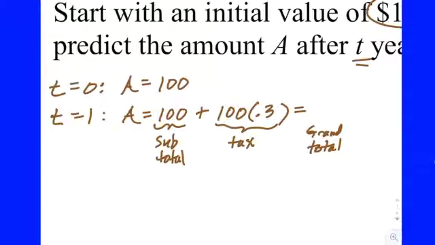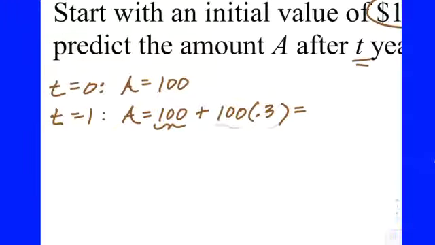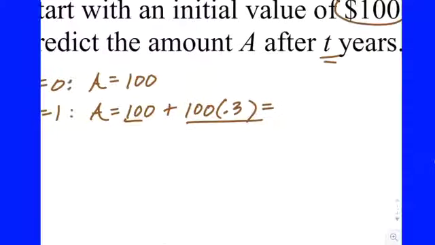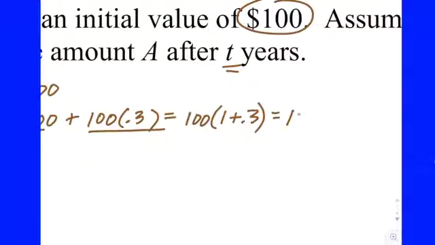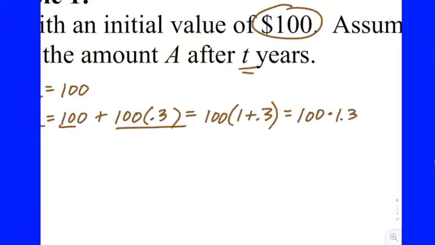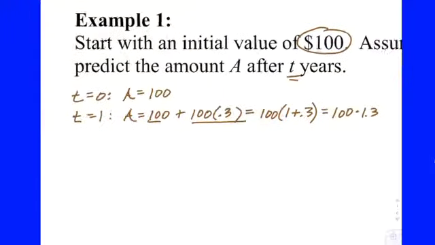Well, guess what? I'm not interested in this being $130 because mathematicians want to look for a pattern. And so let's look at it from this perspective. I have 2 terms. What do I have in common with both terms? A 100. Let us factor that 100 out from both terms. That leaves me a 1 plus 0.3. Yeah? Now, what is 1 plus 0.3? 1.3.